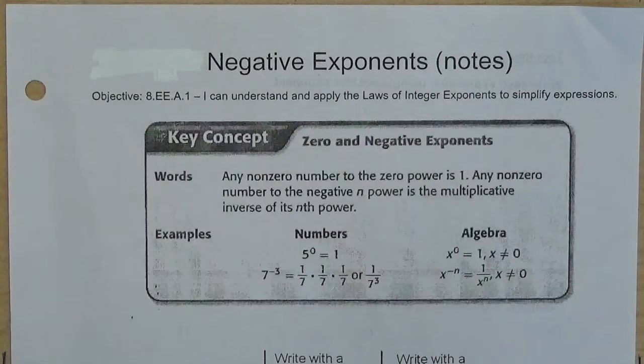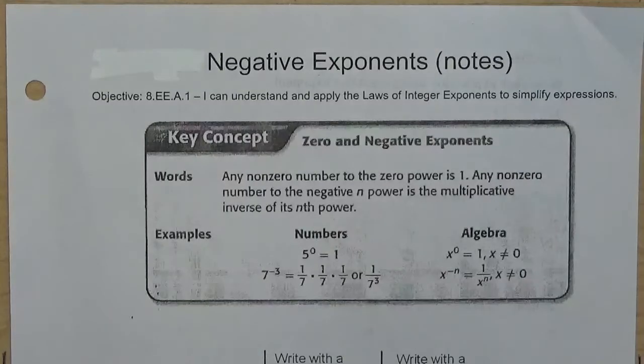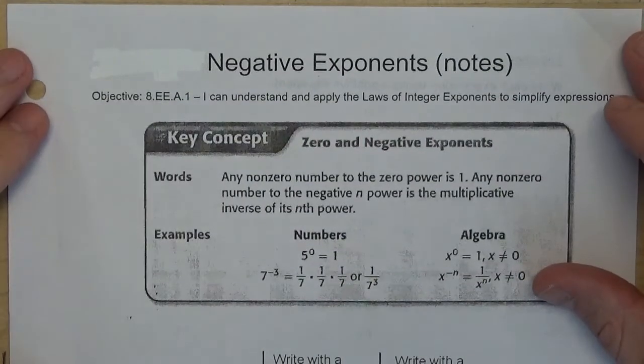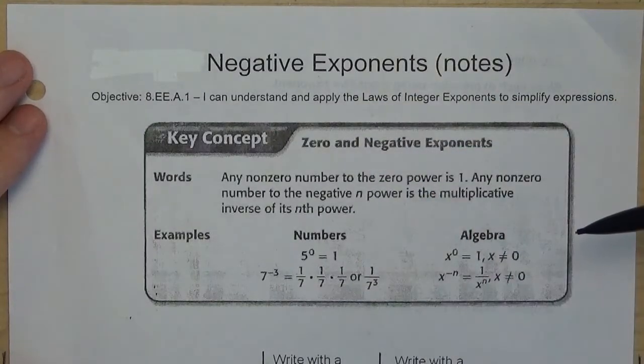All right, we're taking a look at a couple more integer exponent rules today. We've already learned a few in class, and so your objective is the same as it has been. I can understand and apply the laws of integer exponents to simplify expressions. So we're going to be talking today about zero and negative exponents.